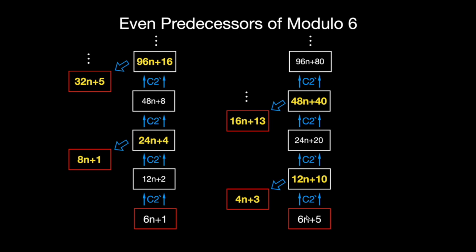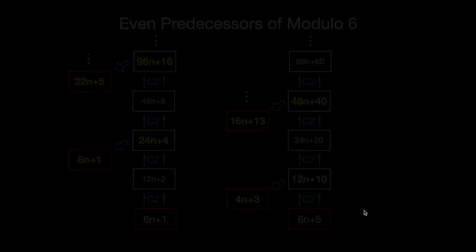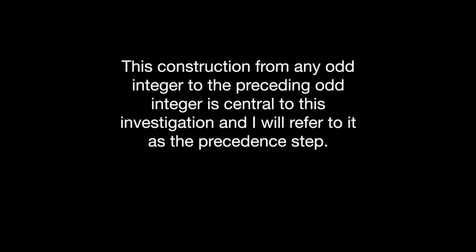And now I'm looking for where could the loops be. So the construction from any odd integer to the preceding odd integer is really central to this investigation. And I'm going to refer to it in the future as a precedent step. So I'm not going to worry about going past that next odd integer. When I get to a preceding odd integer, I'm not going past it. I'm stopping there. And I'm only starting from one odd integer and going to the preceding odd integer.